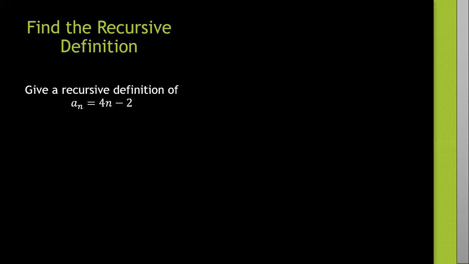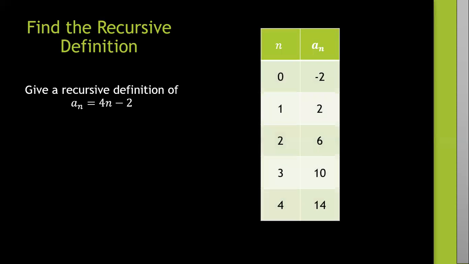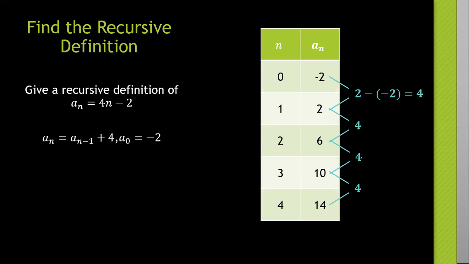Let's see another example. Let's say we want to find a recursive definition for 4n minus 2. For this one, it doesn't jump off the page at me how we're going to do it, so I'm going to do a little exploration here. This is the sequence -2, 2, 6, 10, 14. And I note quickly that the difference in each of these is 4. So how do you get from one step to the next? You add 4, starting at -2.